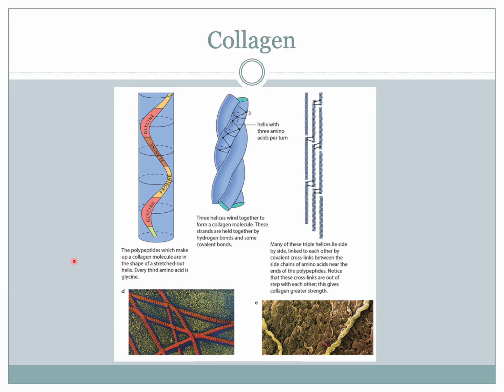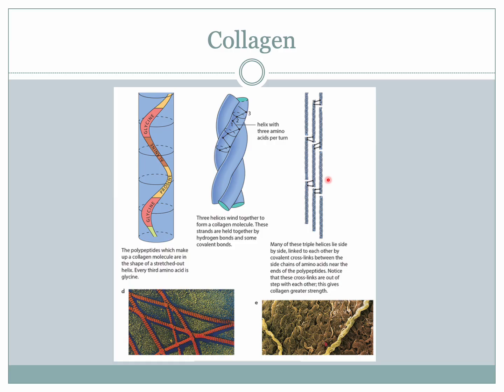Looking at the structure of collagen, here you have one of the helixes that has been stretched out. You'll notice that every third amino acid is glycine. 3 of those helixes are going to combine together. They are bonded with some covalent bonds and hydrogen bonds. And then several of these triple helixes is what we're looking at here. Each one of these is representing 3 of the helixes bonded together.